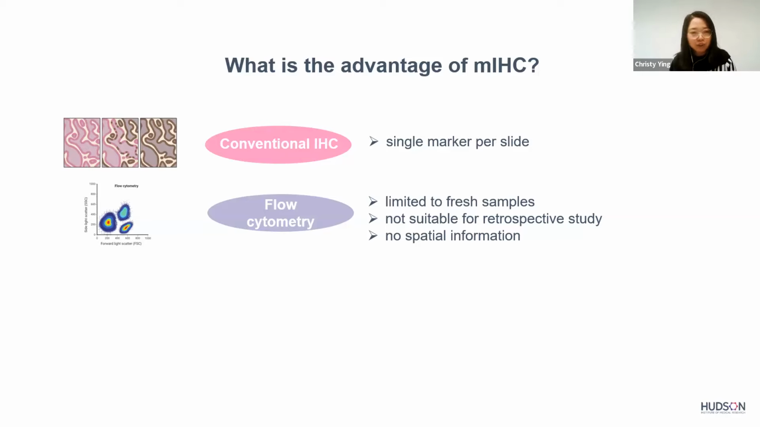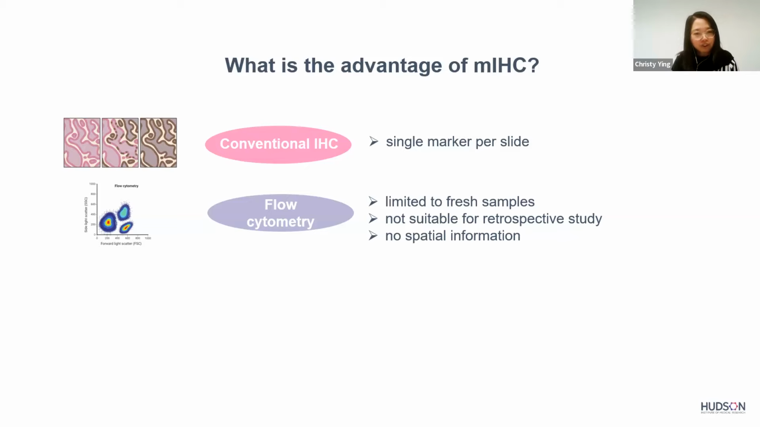Especially in cancer research, we may want to do some retrospective studies. For example, we are studying immune checkpoints and some immune markers now, but maybe several years later we are interested in other biomarkers, and if we want to go back and revisit our samples, we need to collect new samples for flow cytometry. While for staining, we could still use the paraffin embedded blocks to do more studies.